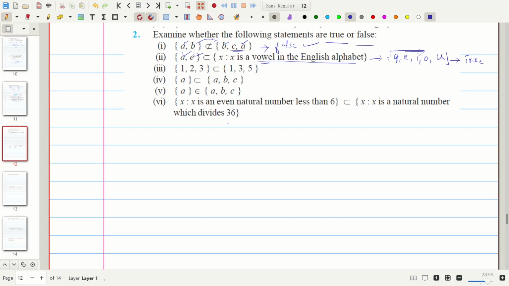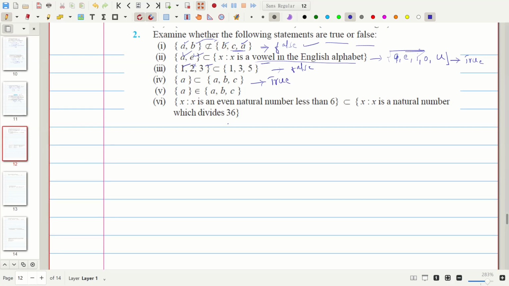Then next is 1, 2, 3. 1 is there, 2 is not there, and 3 is there, but 2 is not there here. Therefore it is not a subset, so the statement is false. The next one is given as a subset, so it is true.